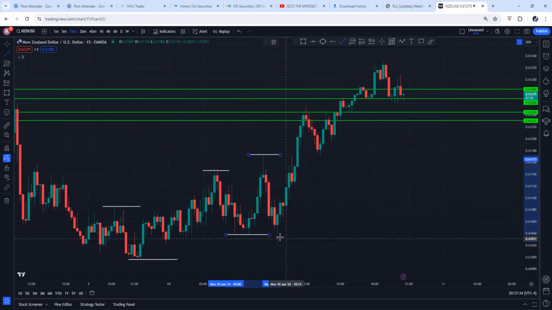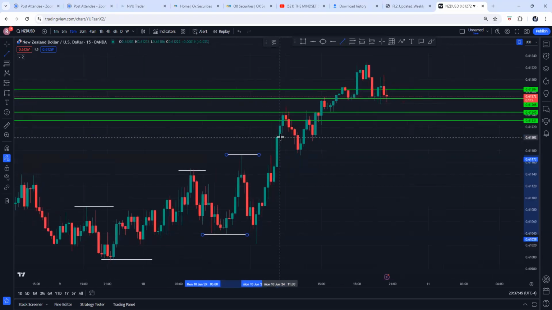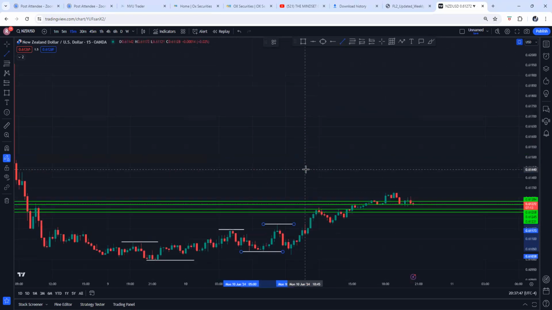Price a bit below. We will talk about this next time for sure. Trade it into some imbalance down here, and then continue up. But the same principles apply right across the board. It doesn't matter the pair.